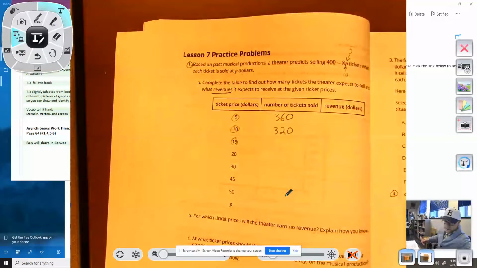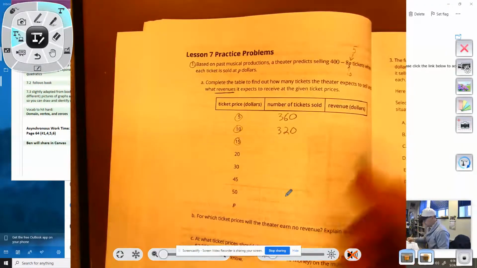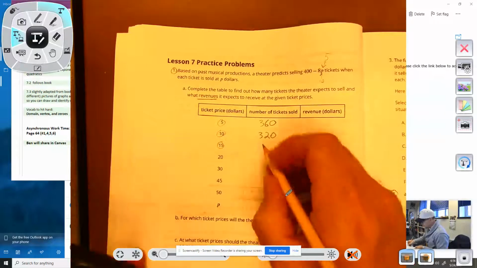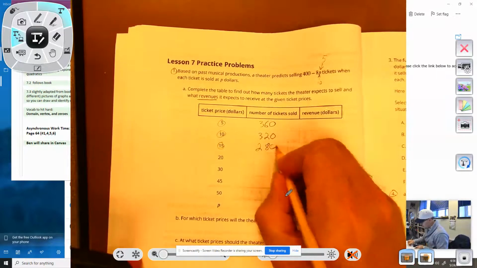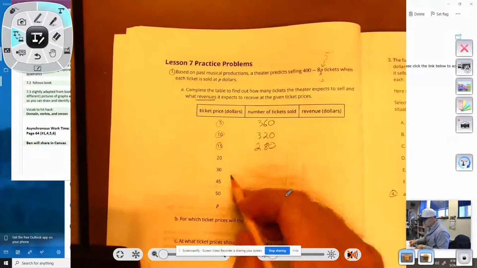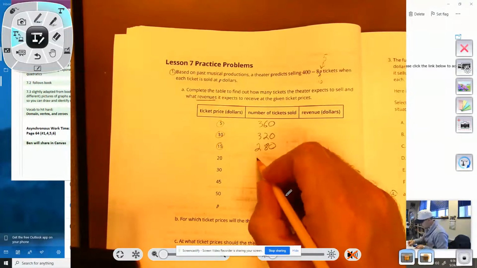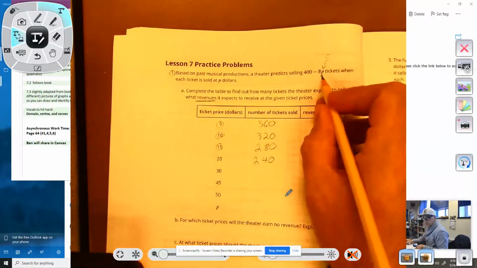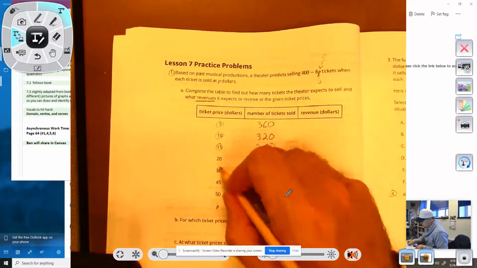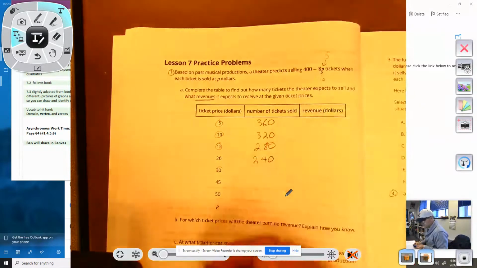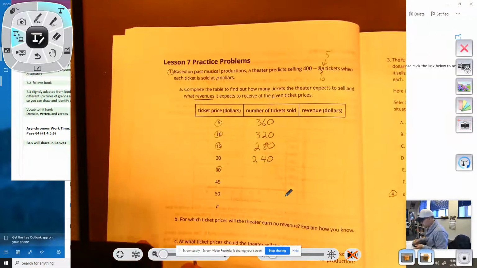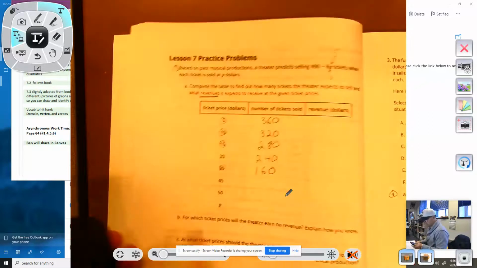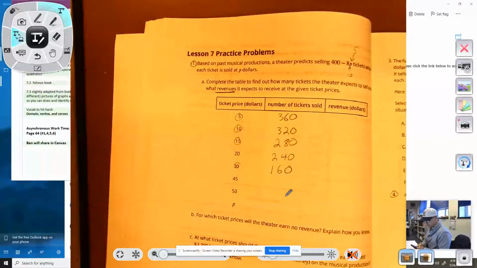So I'm going to use a calculator though for this one. For 8 times 15, that's 120, 400 minus 120, that's 280 tickets. 20, that's 160, 240 tickets. 30 times 8, that's 240, 400 minus 240, 160 tickets. And I can't do 45 in my head, so I'm going to have to do it on my calculator.